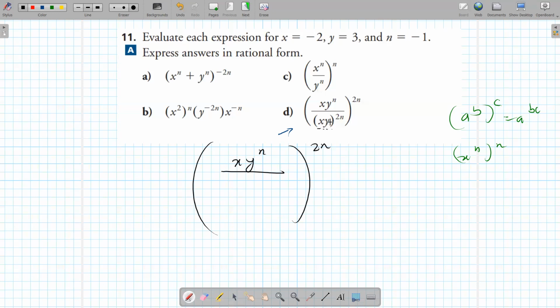Well, again, just do them individually, right? So you're gonna get x to the 2n and y to the 2n, like that. Do you agree? Now what do we do? What's the next step? Again, we need to clean the inside first. Forget about the 2n on the outside. This we'll deal with last.